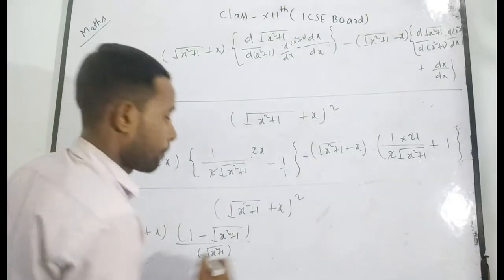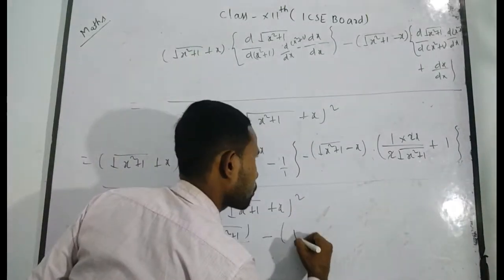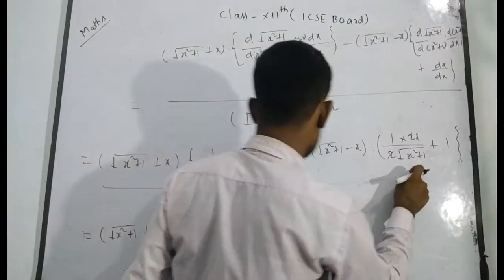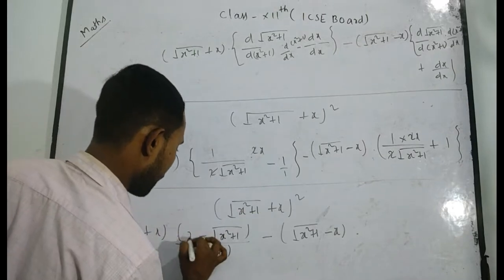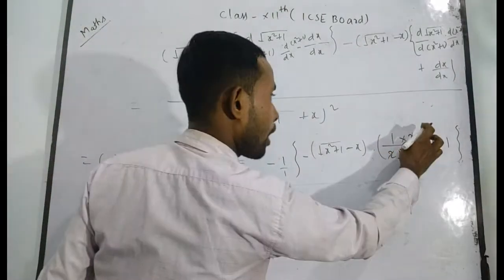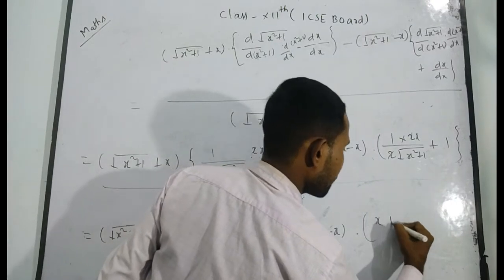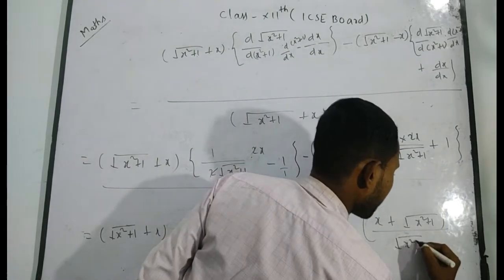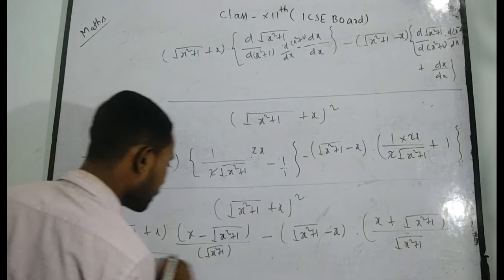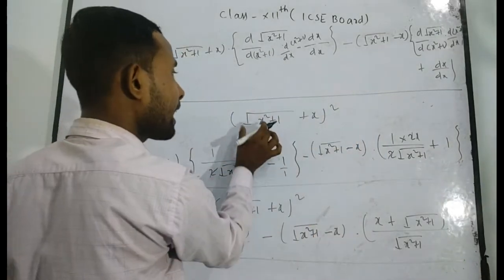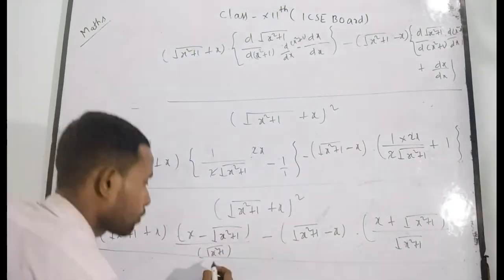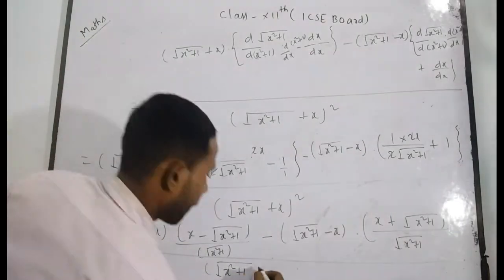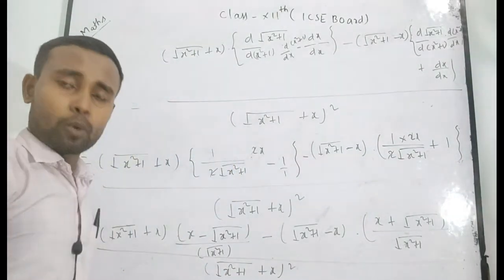I think you understand. Minus here root under x square plus 1 minus x into, here 2 cancels, it will be x upon root under, sorry, there is also x, by mistake I forgot it, so it will be x upon x plus root under x square plus 1 divided by root under x square plus 1, divided by the whole denominator, which is root under x square plus 1 plus x whole square. I think you understand very well.